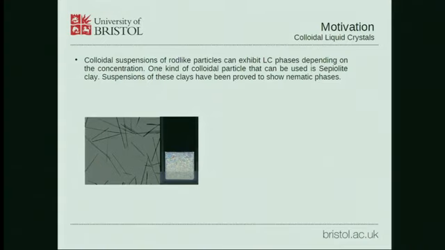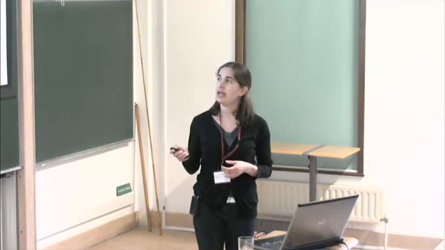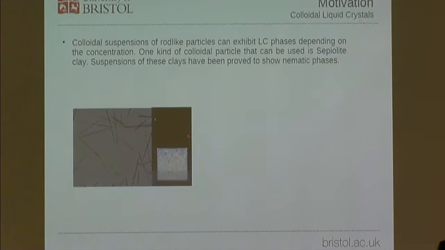Once we make our suspension, we work with different concentrations, but we choose a concentration. We put the suspension in a cell, and we leave it for a few days until it reaches equilibrium. What you see here is the coexistence between the nematic phase and the isotropic phase. This is between cross-polarizers. That's why you see this as black, because it's the isotropic phase.